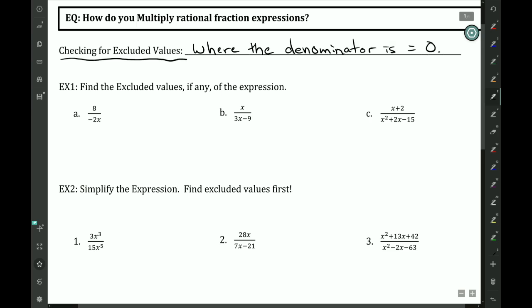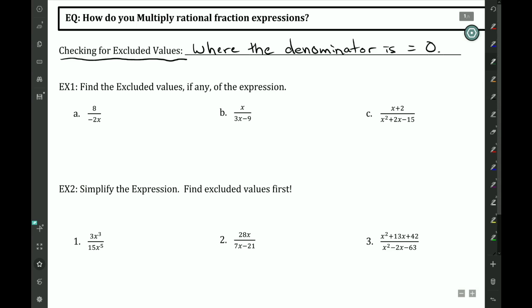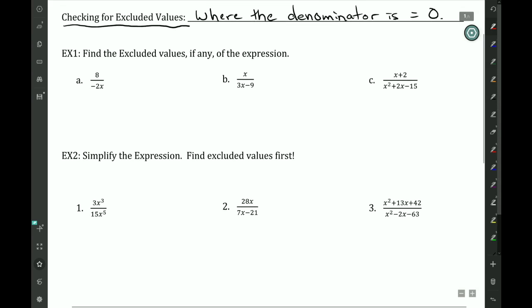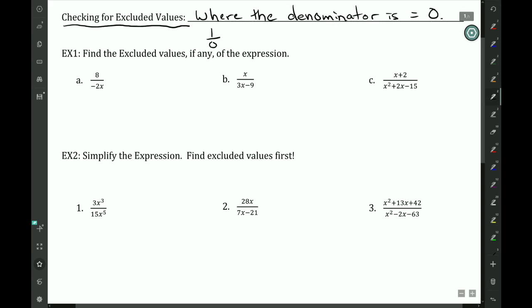All right, well, why can't we have a denominator equal to 0? If you recall, if you try and type something like 1 over 0 in your calculator, it's undefined. Okay, so our first task is we're kind of like bouncers at a party. So we're going to look at letter A, and we want to know what values of x aren't allowed in the door.